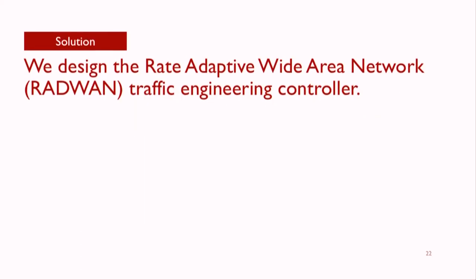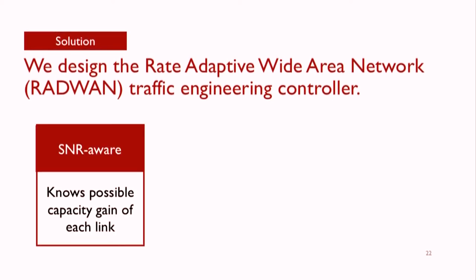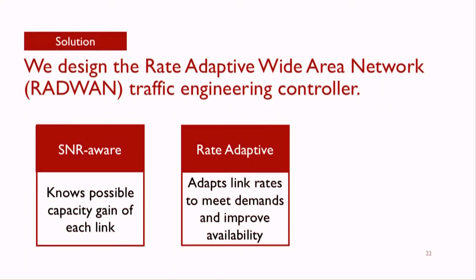So our solution to these two challenges is designing this traffic engineering controller called the RADWAN, or rate adaptive wide area network controller. There are three key properties of the RADWAN controller that I want to mention. The first is that the RADWAN controller is SNR aware, so it's aware of the possible gain in capacity each link in the network can have depending on the properties of the physical layer.